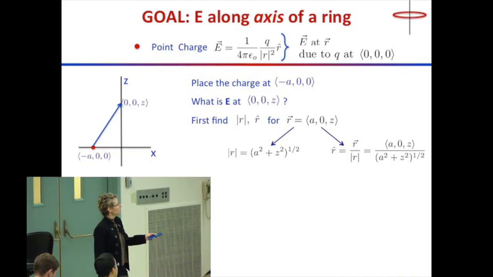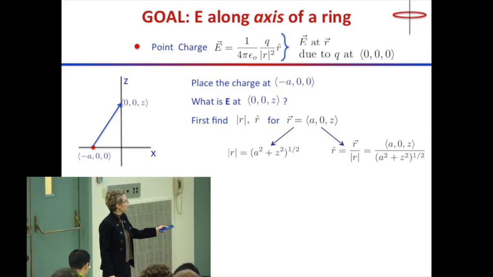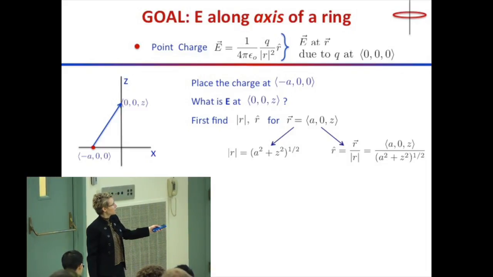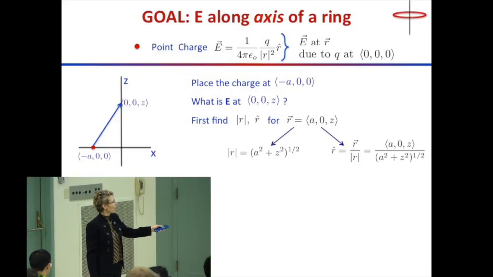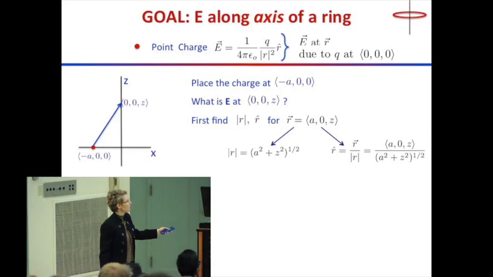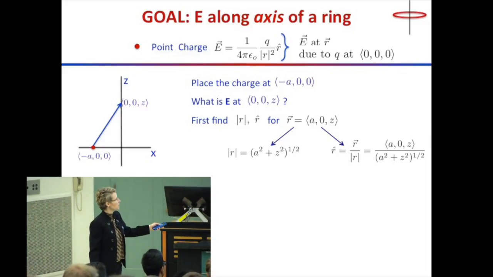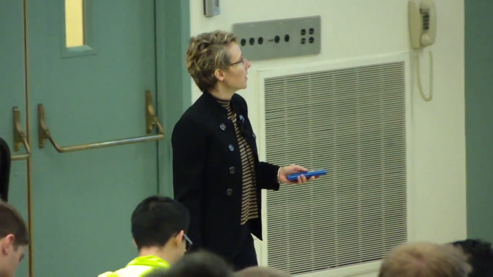Now we just translate from this into magnitude of r and r hat. The magnitude of r is the square root of a squared plus z squared. To get r hat, I take the vector r and divide by its magnitude, which is a, 0, z divided by a squared plus z squared to the 1 half. Next up, I just need to translate these expressions for r and r hat into the electric field equation.